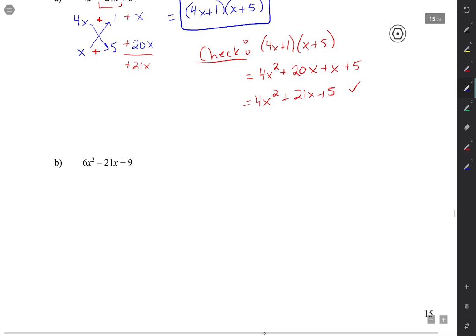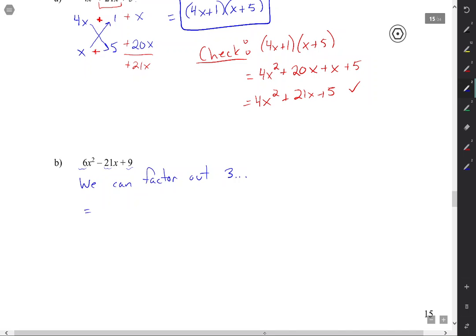So starting off, we need to do our two rules. We need to check those two things. Let's first start with the GCF. Is there any GCF that we could pull out of here? Let's look at the coefficients. We have 6, 21, and 9. Well, 3 does factor into all of those, so we can factor out a 3.